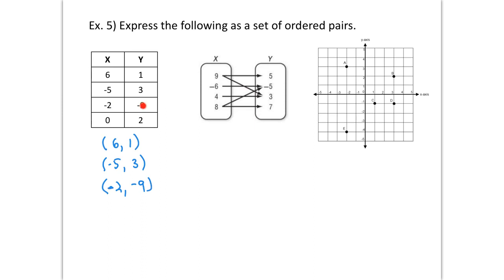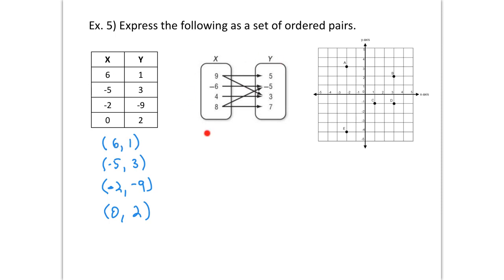-2 corresponds to the -9, so that's an ordered pair. And the last one is 0 and 2. So I have my table converted to ordered pairs. So we have the x values and the y values.